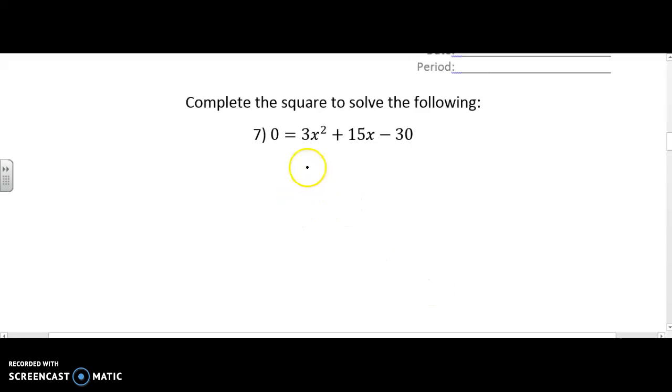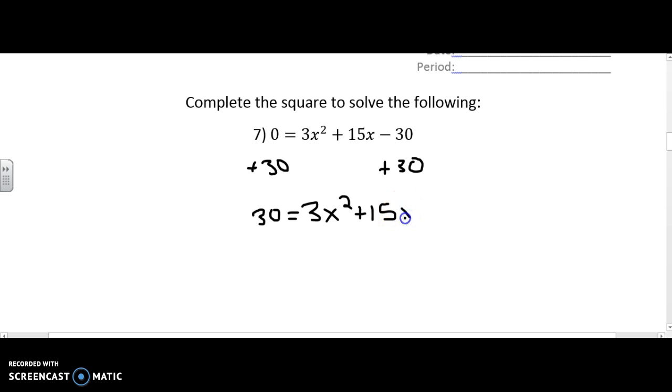Alright guys, so last video we did 1 through 6. Now we're going to start with number 7 here, talking about completing the square to solve the following. So what we're going to do is start by moving this 30 over. We want to move our C term over so that we have 30 equals 3x squared plus 15x.